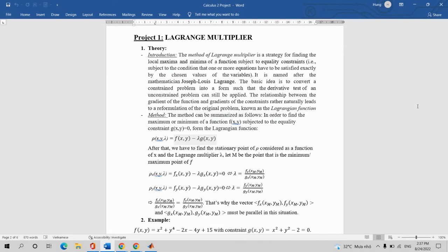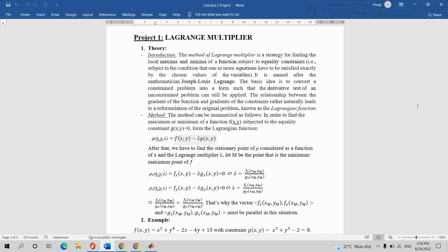The basic idea is to convert a constrained problem into a form such that the derivative test of an unconstrained problem can still be applied. The relationship between the gradient of the function and the gradients of the constraint rather naturally leads to a reformulation of the original problem, known as the Lagrange function.